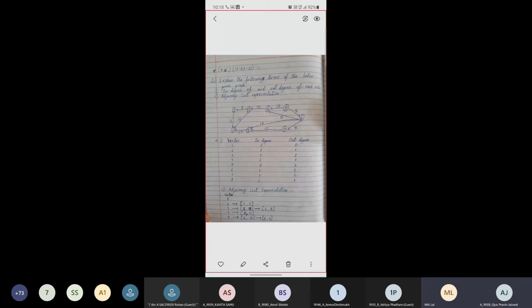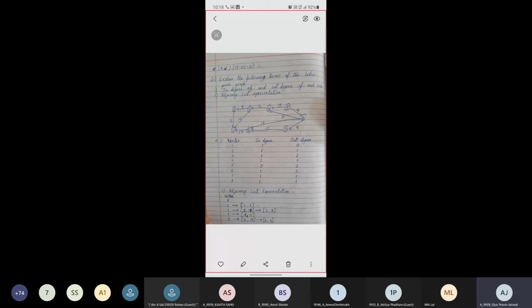This was the question. We have to find the in degree and out degree of each vertex and the adjacency list of the given graph. For vertex 1, we have in degree 3 and out degree 0. For vertex 2, in degree 1 and out degree 1. For 3, 1 and 2. 4, 2 and 1. 5, 0 and 2. 6, 1 and 3. 7, 1 and 1. And 8, 2 and 1.